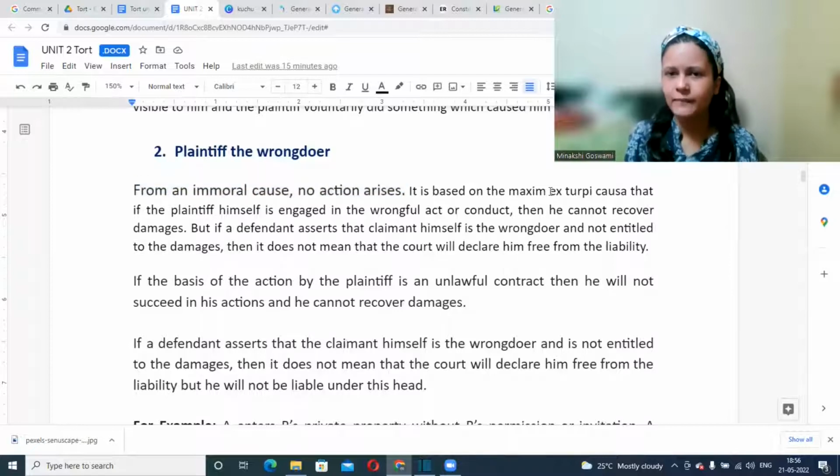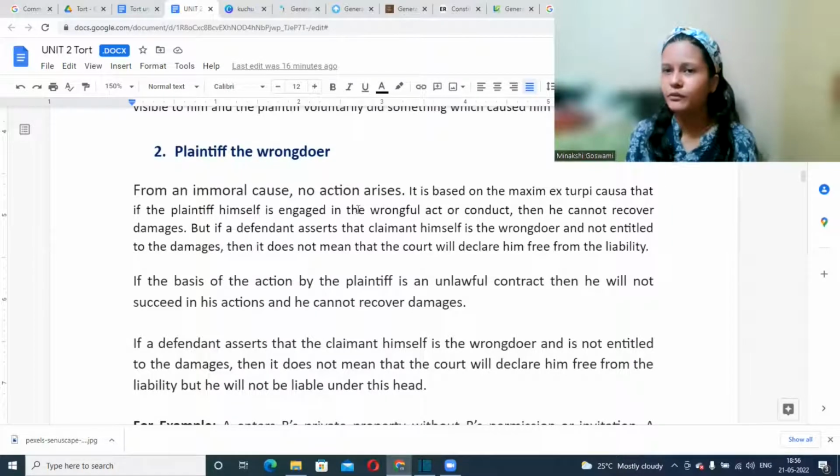It is based on the maxim ex turpe causa, which means that the plaintiff himself is engaged in the wrongful act or conduct. From an immoral cause, you will not have an action. You should not be filing a case if you were the one who was doing wrong.